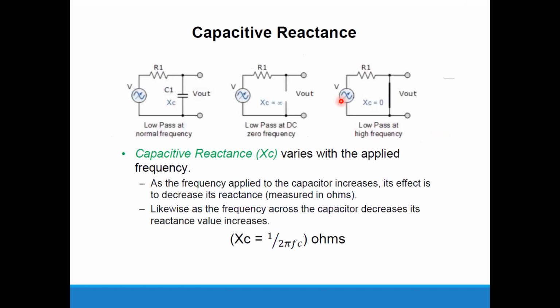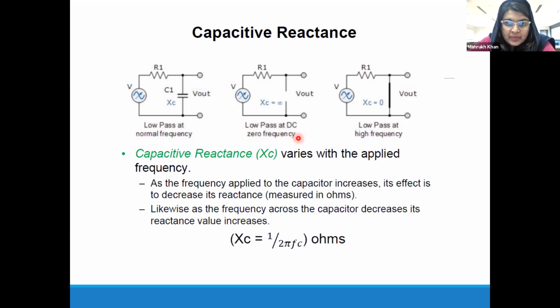Okay, so it's describing another way of looking at capacitive reactance: as the frequency applied to the capacitor increases, its effect is to decrease its reactance, because as the frequency increases, its reactance decreases, right? Likewise, as the frequency across the capacitor decreases, its reactance increases.